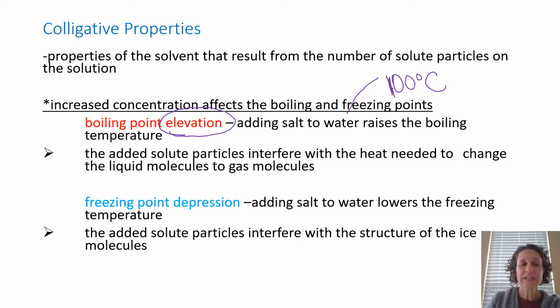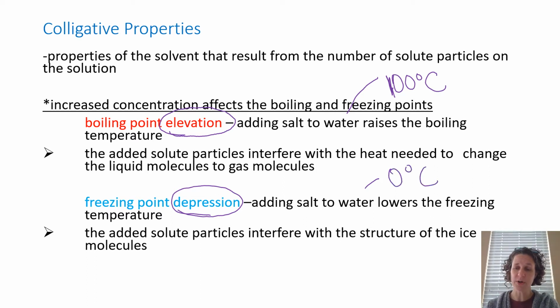Now, freezing point depression, that means that the freezing point is going to get lower. So same thing, if I take my water and I add some salt to it, and then I stick it in a freezer, instead of freezing at 0 degrees like water should, so 0 degrees for pure water, it would have to be more like -2 or -4, whatever it is. And so it would lower the freezing temperature, so it has to be colder in order to freeze.